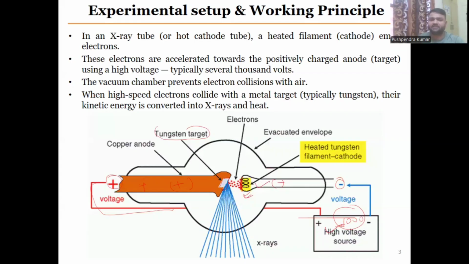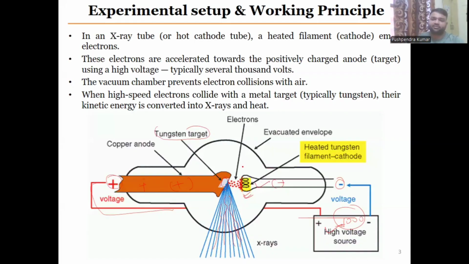When these high energy electrons hit the metal target, they generate radiation, which is called X-rays. So this is the working principle. This is the simple principle for the generation of the X-rays.